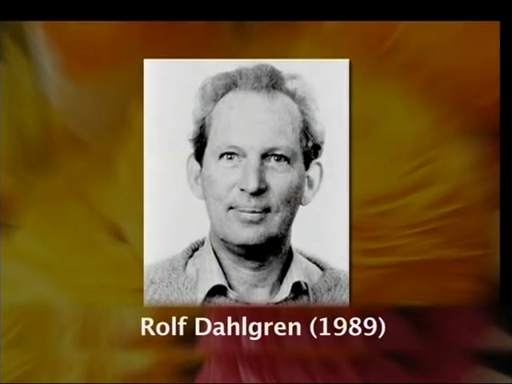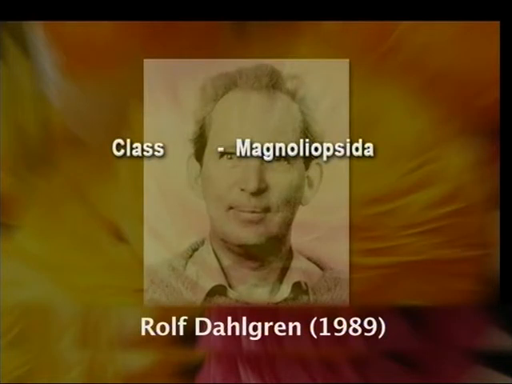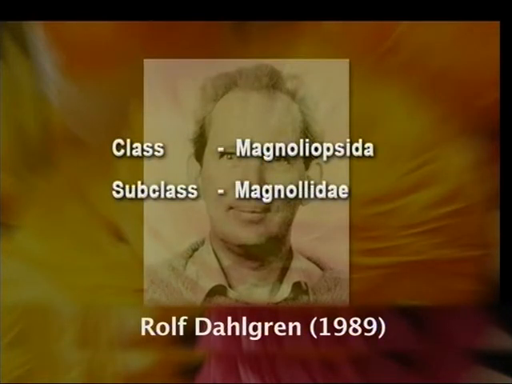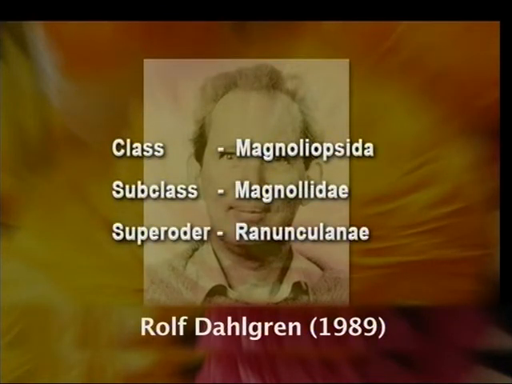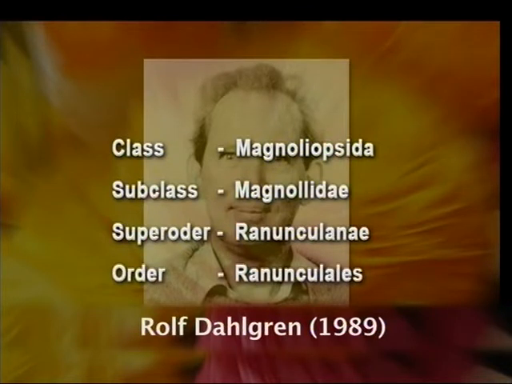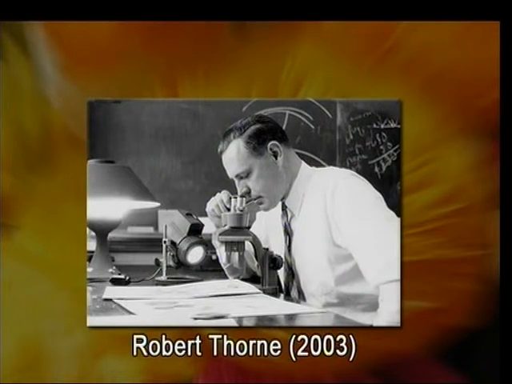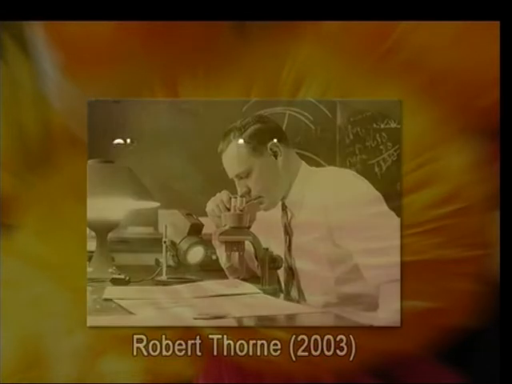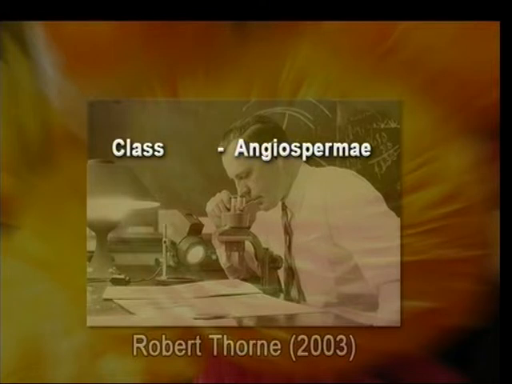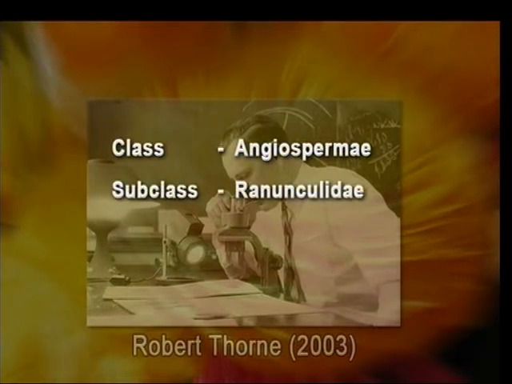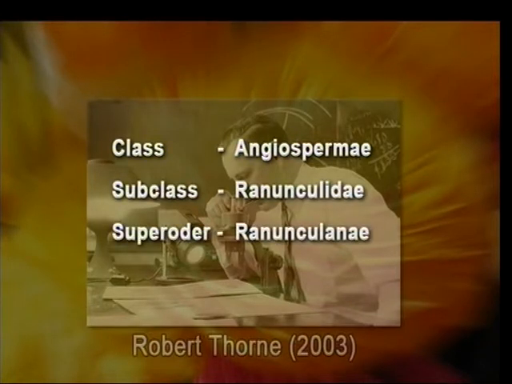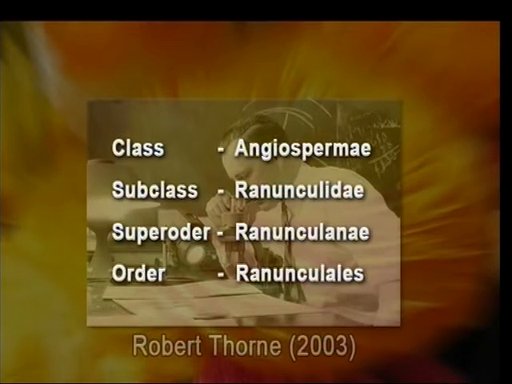Dahlgren, a Danish botanist, classified it under the class Magnoliopsida, subclass Magnolidae, superorder Ranunculanae, and the order Ranunculales. Robert Thorne, an American taxonomist, again classified it under the class Angiospermae, subclass Ranunculidae, superorder Ranunculanae, order Ranunculales.